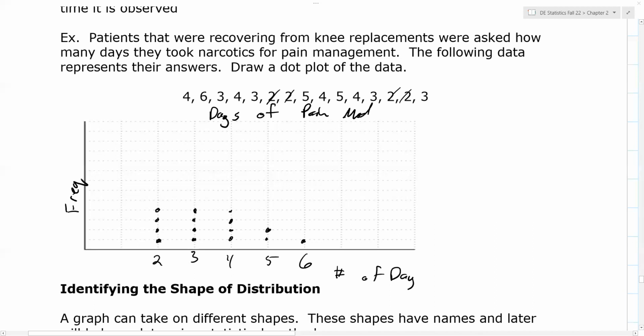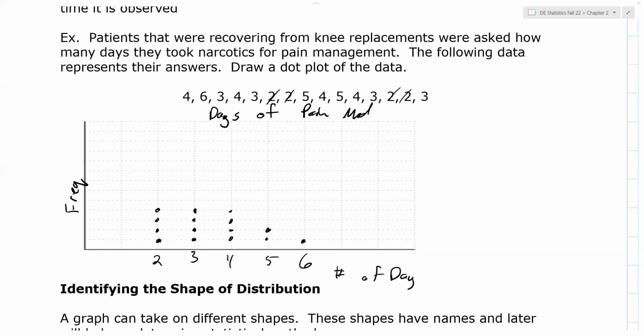Now, we do not need a scale on the y-axis because each dot represents one observation. Now, if a dot didn't represent an observation, maybe it represented 10,000 because we had a much larger population we were pulling from, then you'd want to make a key that says, hey, 1 dot equals 10,000 people, something like that.